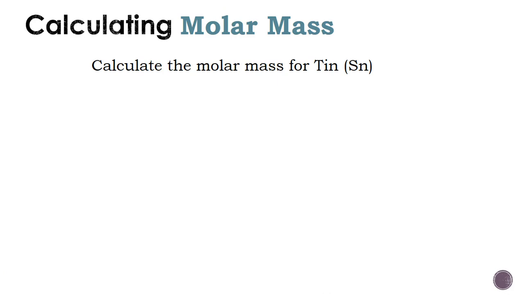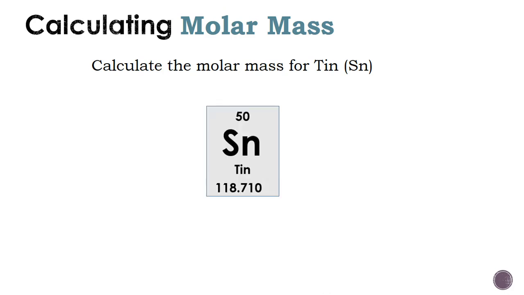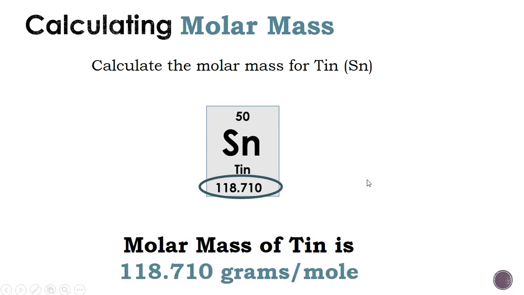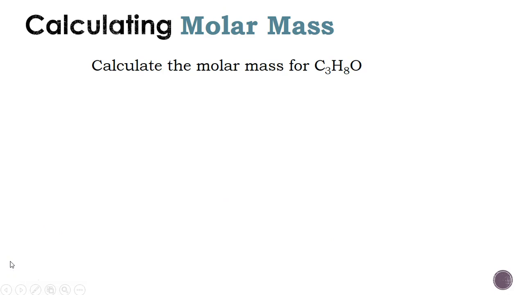If we wanted to calculate the molar mass of tin, we know it has an element symbol of Sn. All we need to do is look on the periodic table of elements and look for tin. If you take a look at it, tin has a molar mass of 118.710 grams per every 1 mole. So the molar mass of tin is just going to be the number that you see on the periodic table of elements. Let's take a look at another example.